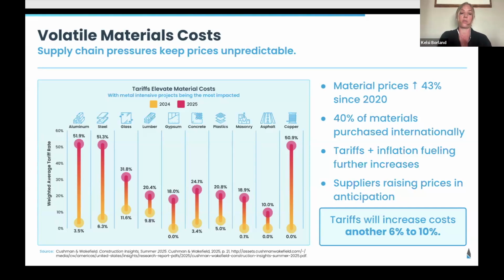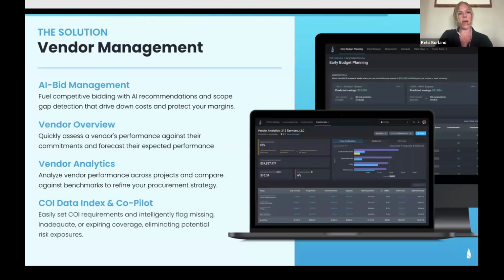It shows the price increase across the different types of materials: aluminum, steel, glass, lumber, gypsum, concrete, all of these different materials that are commonly used in new construction projects. And you'll see really dramatic cost increases, sometimes 50% or more for some of these materials. I think the best way you can absorb and respond to some of those risks and mitigate the cost increases is through vendor management. I'm going to hand it over to Haley once again, and she's going to show another demo about some great vendor management tools through the North Spire platform.